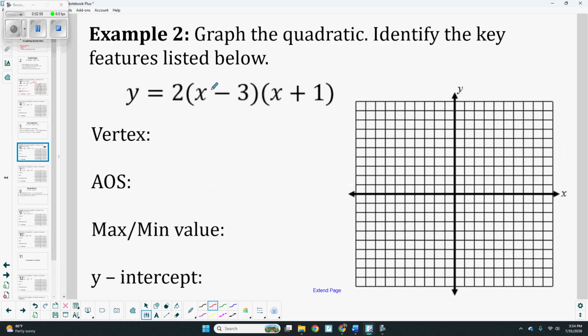So here we have 2 times x minus 3 times x plus 1. My intercepts are +3, 0 and -1, 0. So those are my 2 intercepts. My vertex, if I take the 3 plus -1 and put that over 2, 2 over 2 is 1. So I'm even going to write this here already. The axis of symmetry, x equals 1. And now I'm going to put 1 back in. So that's 2 times -2 times +2 is -8. So 1, -8 would be my vertex.